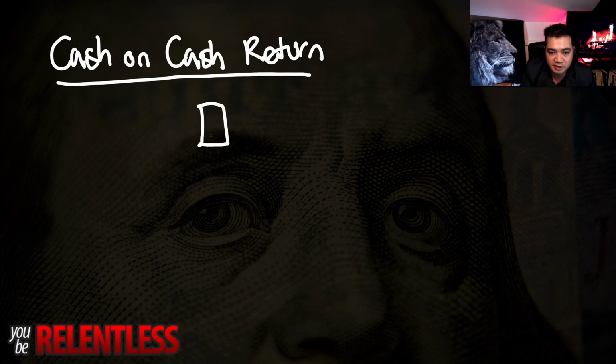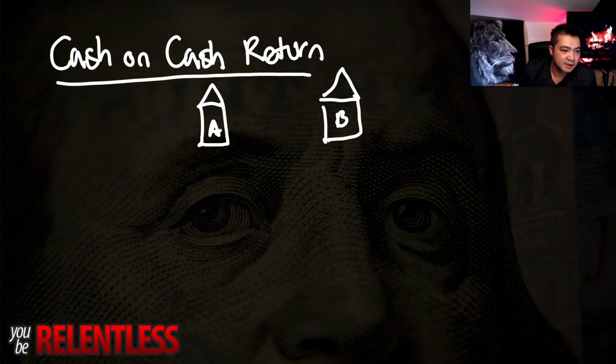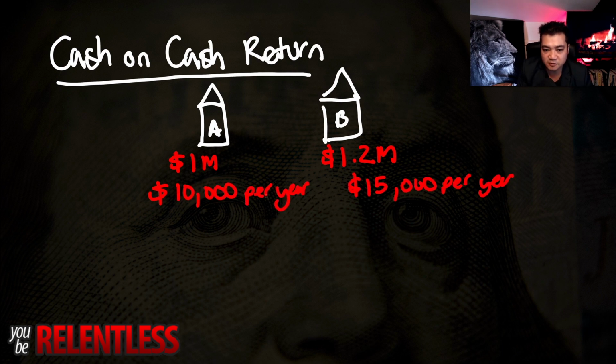So let's say we've got two properties right now. This is property A, and then we've got property B. Property A is worth 1 million, and this one is worth 1.2 million. And let's say that the rental return for this one would be 10,000. So we know we're getting $10,000 per year from property A. We're getting $15,000 per year from property B, and you want to know whether A or B is better.